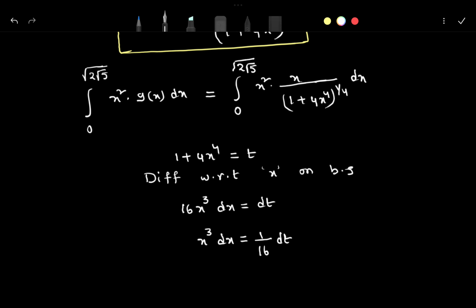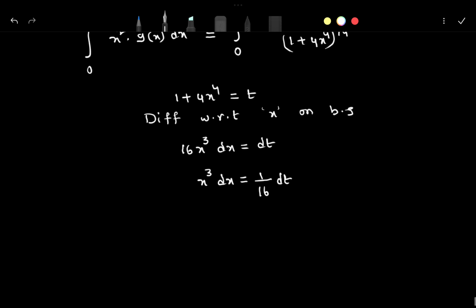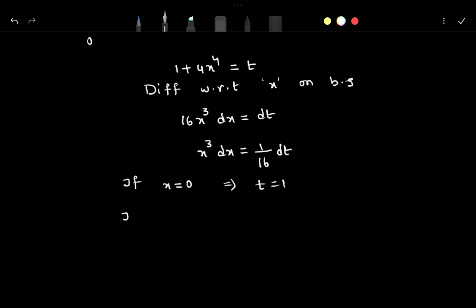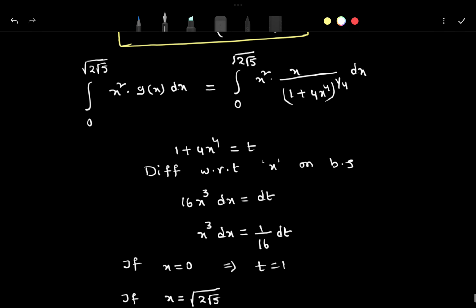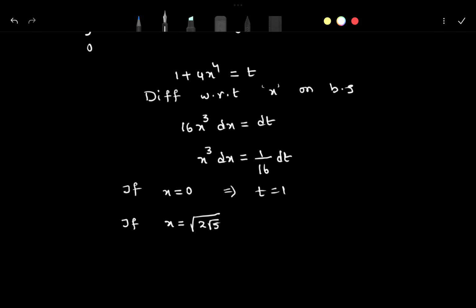And next you should change the limits: 0 to square root of 2 root 5, these are the x values. Now if x equals 0, what is the t value? If x equals 0, then t equals 1. Suppose x equals square root of 2 into root 5, then what is that t value?